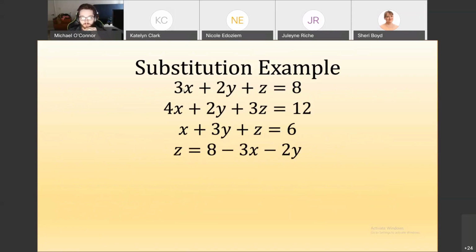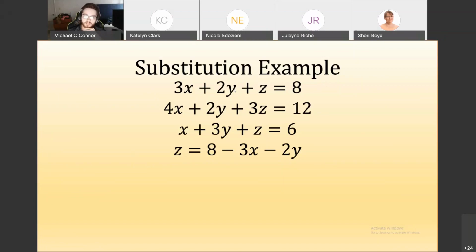It'll make it easier when I plug it back into that last equation, because that's just a variable with coefficient equal to one, and it'll be easier to not have to distribute. If I solve for z on this top equation, I get z equals 8 minus 3x minus 2y. Then I'm going to be plugging this into the other two equations. Make sure you plug it into the other two equations, not the same equation, or else it won't work.